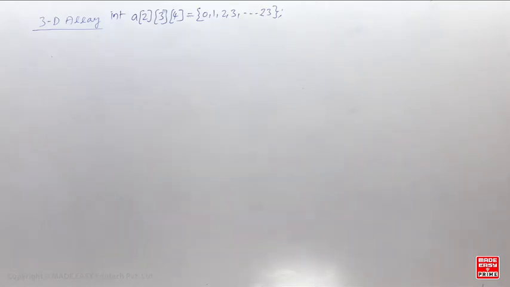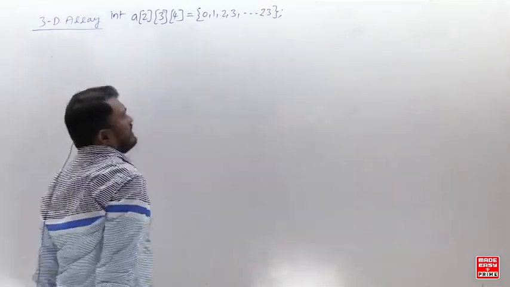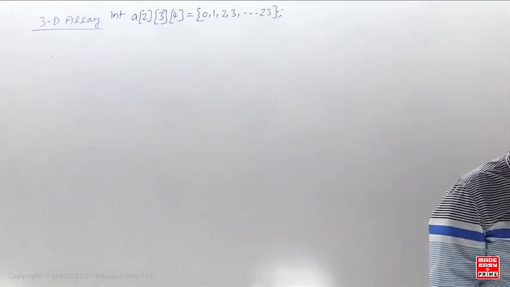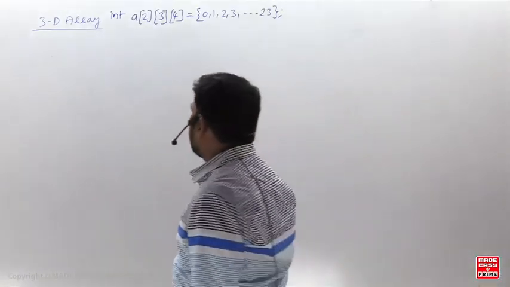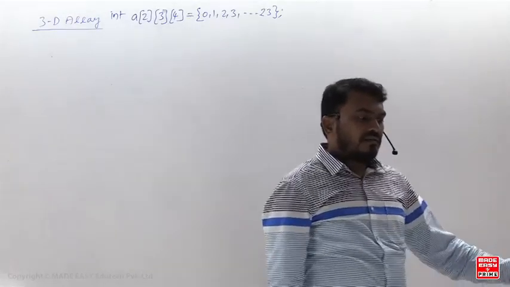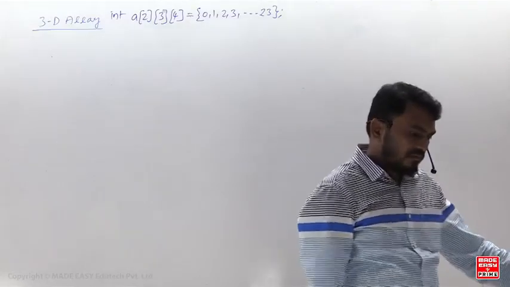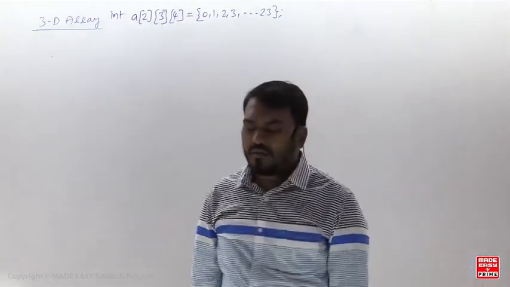If I declare integer a of 2, 3, 4, how many elements in total? 2 into 3 is 6, 6 into 4 is 24. So total 0 to 23 elements are there. This is the 3D array you are having. Just note down the declaration. Note down one statement: a 3D array will be stored in memory in the form of multiple 1D arrays.